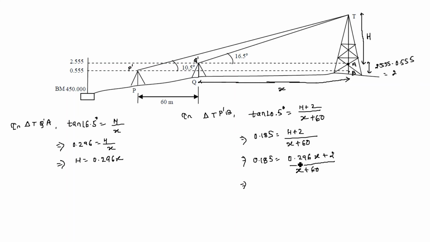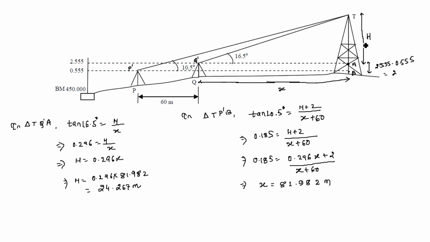So, from this equation, if we solve this, we will get the value of x as 81.982 meter. So, now from here we can find the value of h. So, h will be 0.296 into 81.982. So, h will be 24.267 meter. So, now we got the value of h.